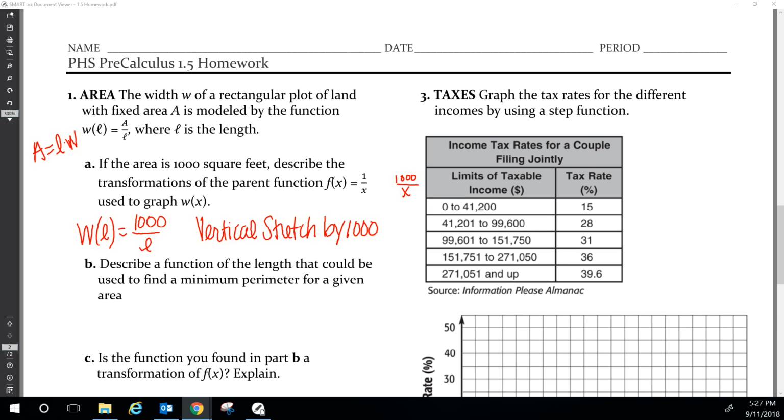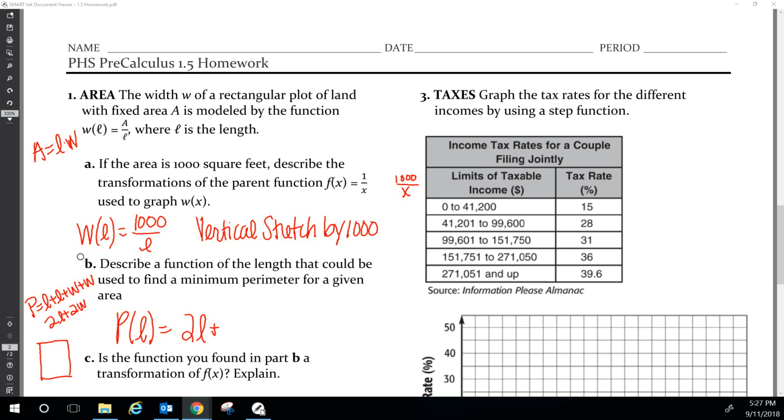All right, it says describe the parent function of the length that could be used to find a minimum perimeter. So what do you know about perimeter? So we know perimeter is length plus width, or two lengths plus two widths, right? You're adding up all the edges of your rectangle. But we want to write perimeter as a function of length. So that's going to be 2 times my length plus 2 times my width.